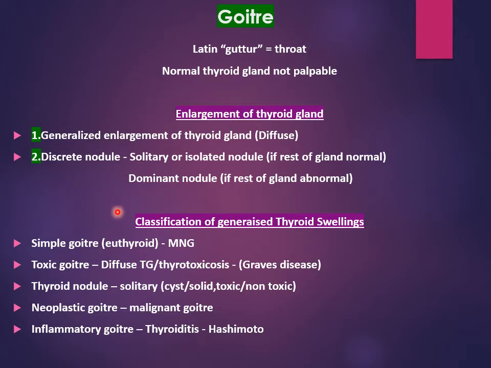Classification of thyroid goiters: simple goiter, toxic goiter when it is hyperfunctioning, thyroid nodule, solitary or cystic, solid, toxic and non-toxic, neoplastic goiters or malignant goiters, and inflammatory goiters such as thyroiditis.